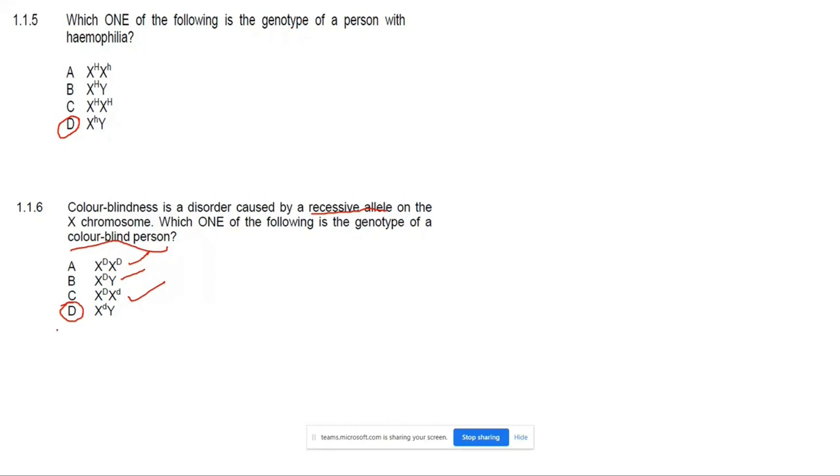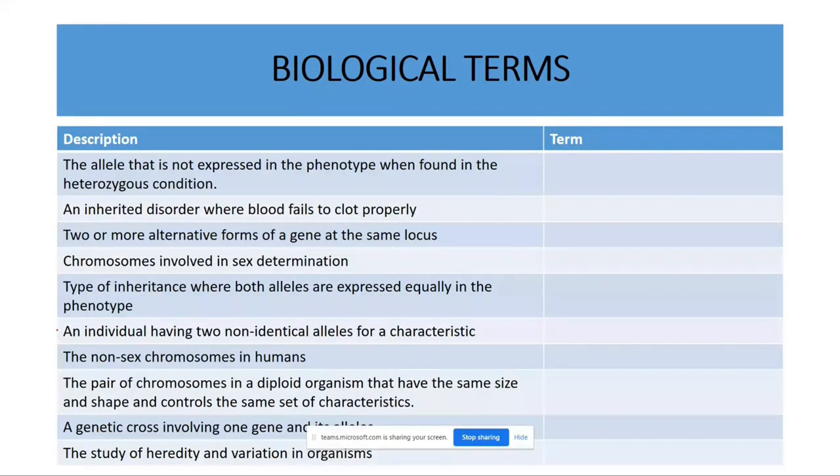And then I'm going to quickly go into our test. You have 10 biological terms. I want you to complete those 10 quickly. I'm giving you 5 minutes and then we will mark it. Everything here is what we have spoken about this afternoon, about the basic concepts that you need to know for genetics. Remember, genetics is 48 marks out of your 150 marks.